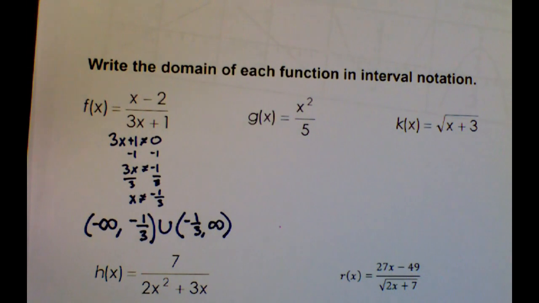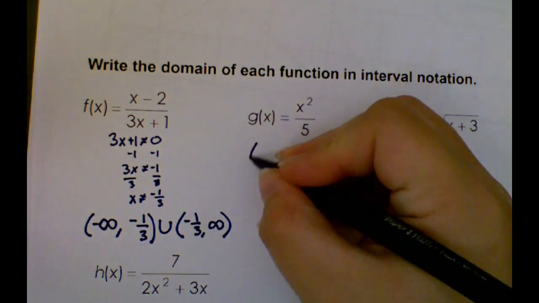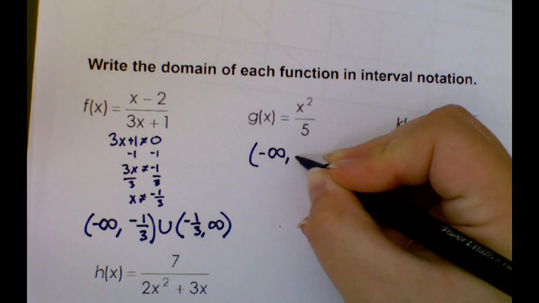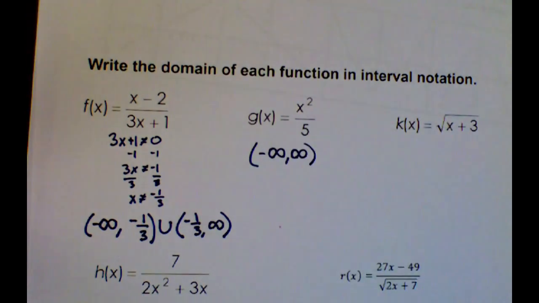For g of x here, we have x squared over 5. Well, there's no roots, so I don't have to worry about that. But what makes the denominator 0? Well, nothing turns a 5 into 0, so our domain is all real numbers, which is just negative to positive infinity.